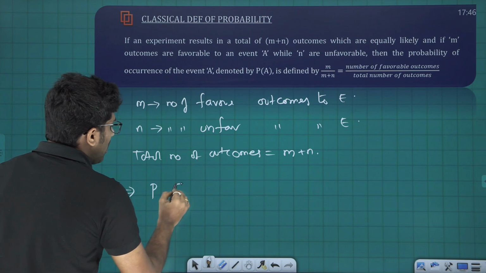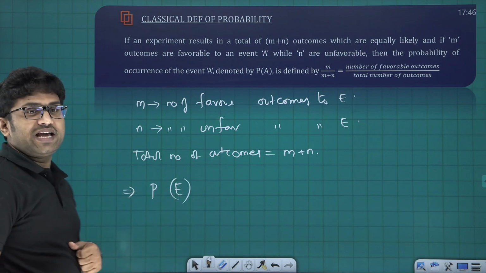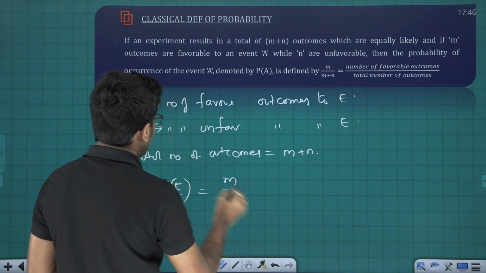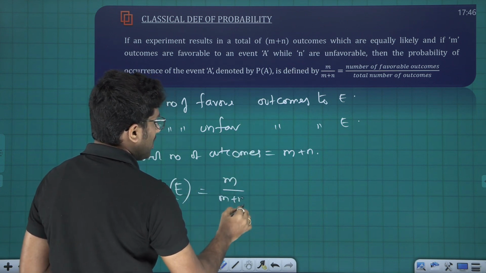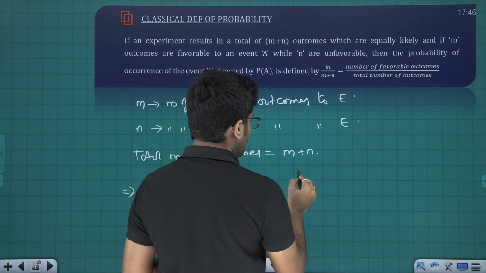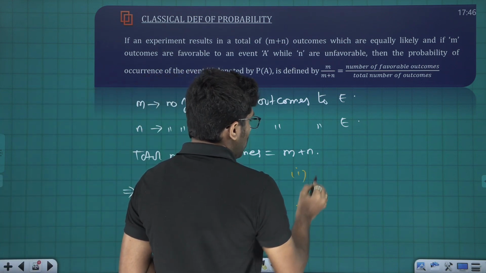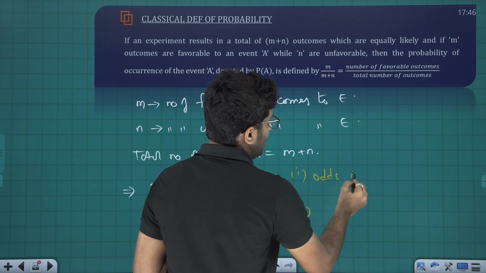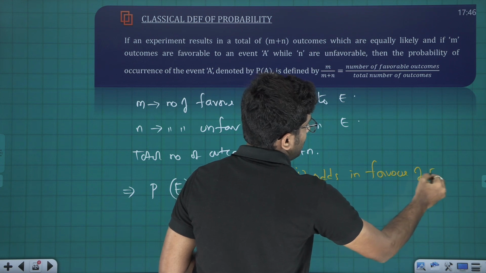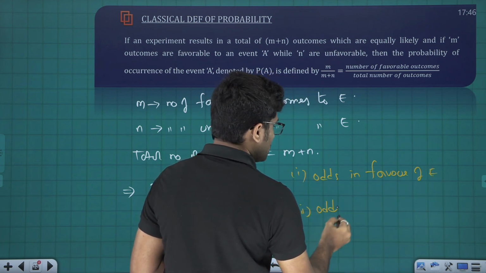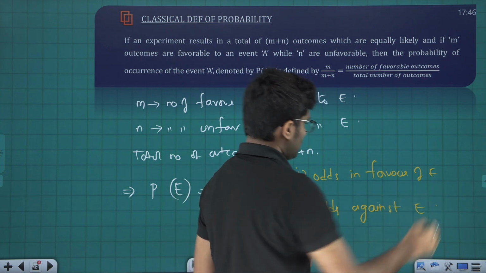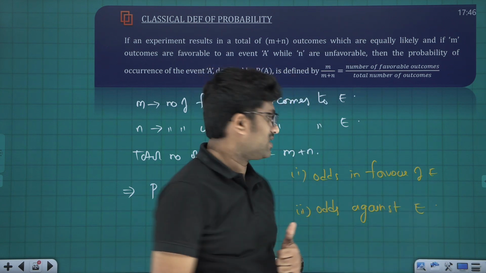So probability of occurrence of an event E is denoted as P of E, and P of E is equal to number of favorable outcomes divided by total number of outcomes, that is M by M plus N. In this case, there are two most important things that I need to define: one is odds in favor of E and odds against event E.